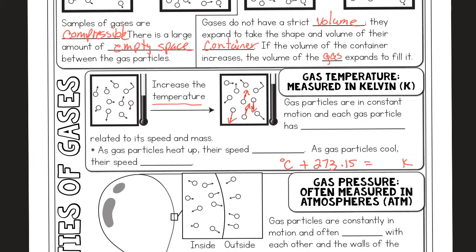Gas particles are in constant motion, and each gas particle has something called kinetic energy. This is the energy of motion, or the energy of movement. So the particle's kinetic energy is related to its speed and its mass. As gas particles heat up, their speed increases. As gas particles cool, their speed decreases.